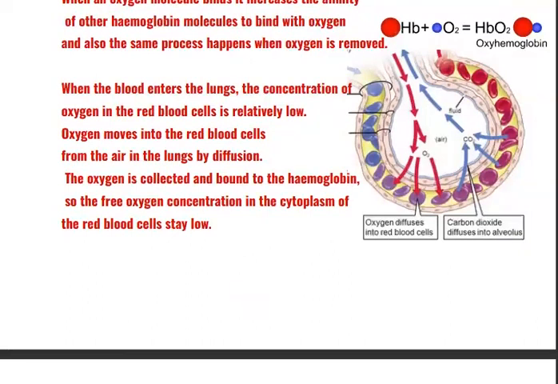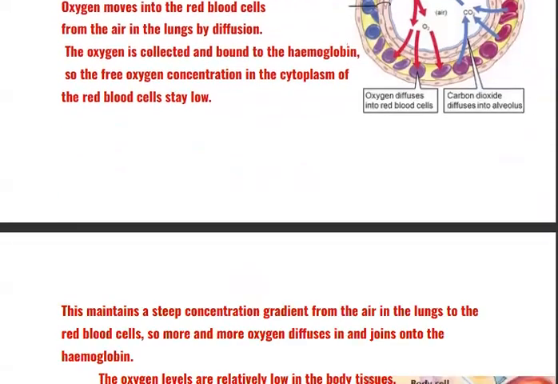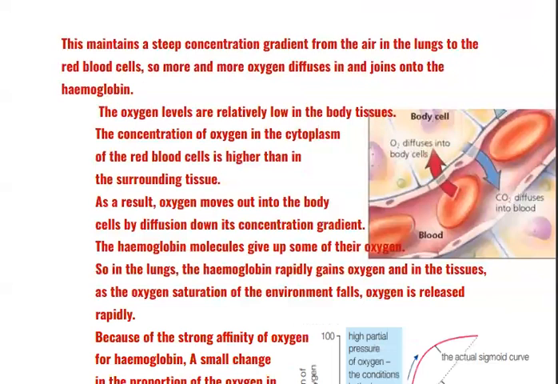When the blood enters the lungs, the concentration of oxygen in the red blood cells is relatively low. Oxygen moves into the red blood cells from the air in the lungs by diffusion. The oxygen is collected and bound to the hemoglobin, so the free oxygen concentration in the cytoplasm of the red blood cells stays low. This maintains a steep concentration gradient from the air in the lungs to the red blood cells, so more and more oxygen diffuses in and joins onto the hemoglobin.